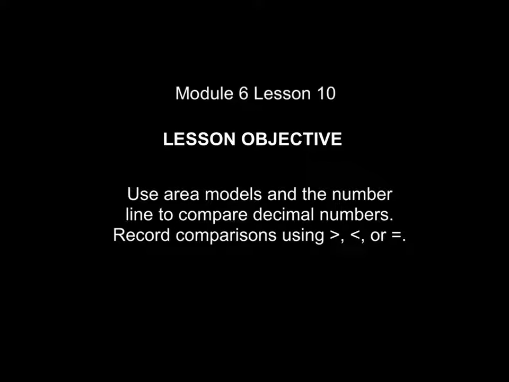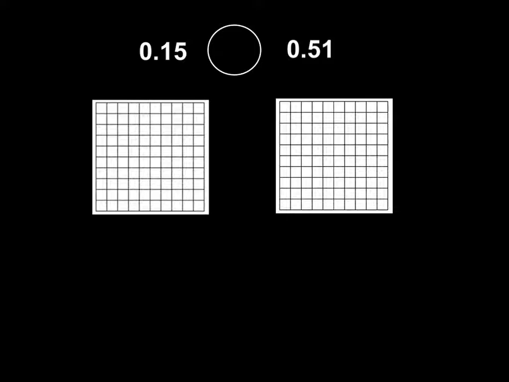And our objective for this evening is to learn how to use area models and number lines to compare decimal numbers. And we will be recording those decimal numbers using the greater than, less than, or equal to sign. For our first example, we have two decimals here. We have the decimal 15 hundredths and we have the decimal 51 hundredths. Now we can use an area model to decide which of these is the larger decimal.